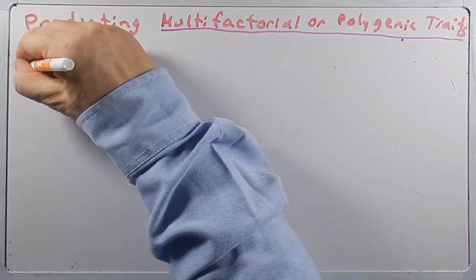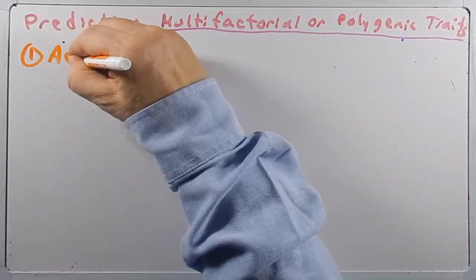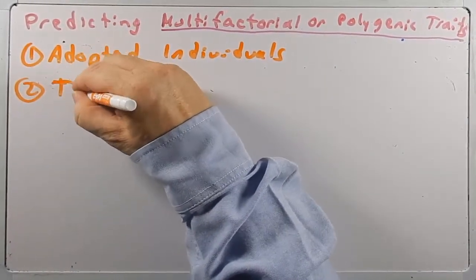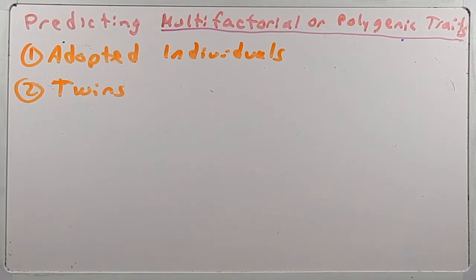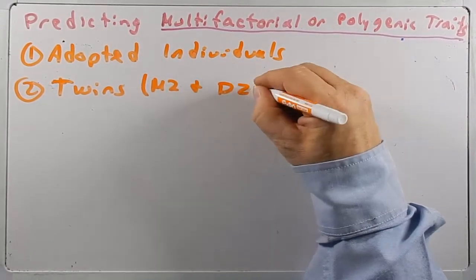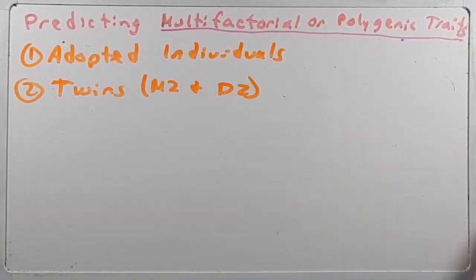And these two groups are adopted individuals and twins, both monozygotic and dizygotic. And we'll abbreviate those as MZ and DZ. But first, let's talk about adopted individuals.